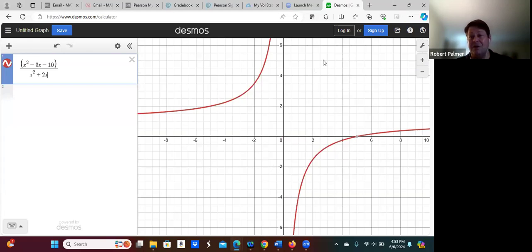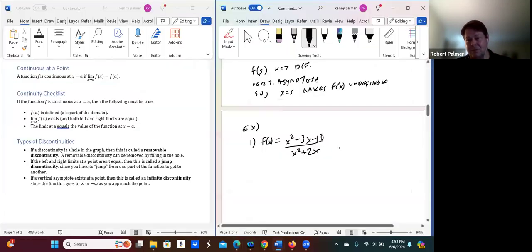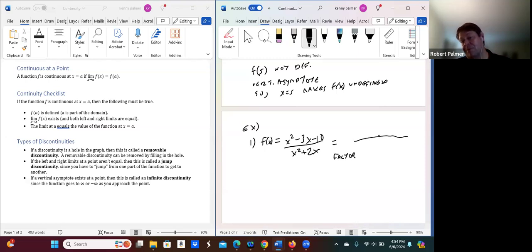Let's actually factor. Both numerator and denominator have factors. The numerator factors into x minus 5 times x plus 2, and then we factor the denominator into x times x plus 2.